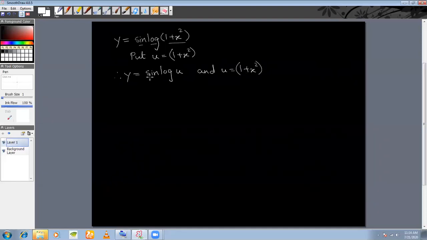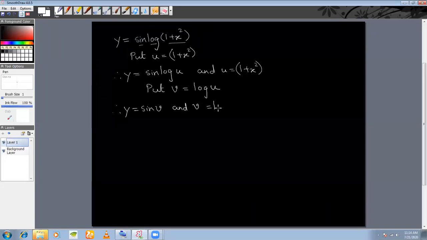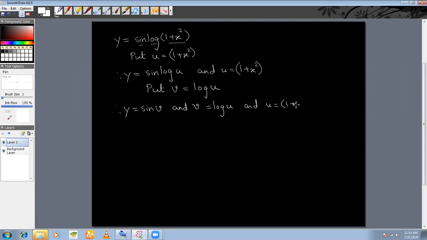Okay. Now see, I have a sine and log u. So what I do is I put v is equal to log u. Therefore, this becomes y is equal to sine v, and v is equal to log u, and u is equal to 1 plus x square. See how I broke up the function into various parts. You understood the breaking up? Yes, sir. First, I told you there were three functions. I took this as u, then this entire function as v, and this entire function was already given to you as y. So this time I have three.